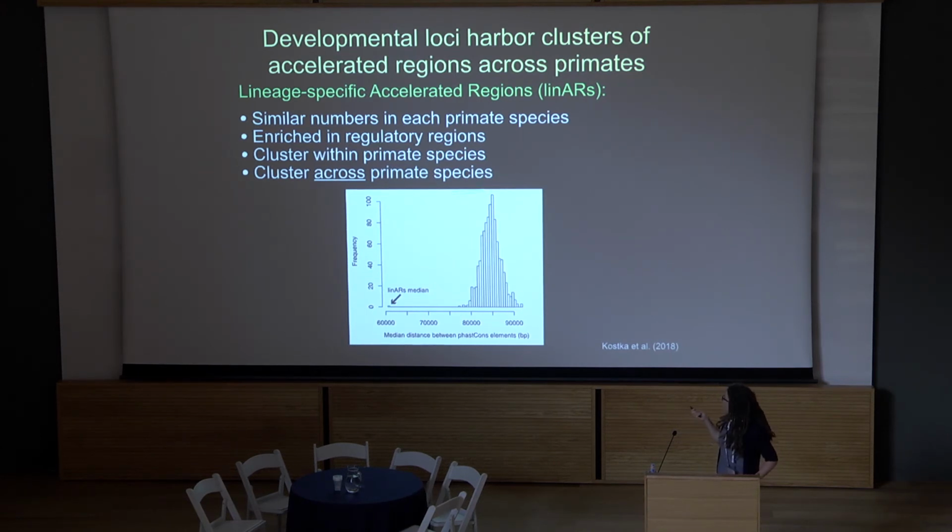So if we combine all of them from the 6 primates, and then we look at random draws of a similar number of conserved non-coding sequences that aren't fast evolving in any of the primates, and we look at the average distance from one to another, this is the distribution, and these lineage-specific accelerated regions are way over here, on average about 30,000 or 25,000 base pairs closer to each other than regular conserved non-coding elements.